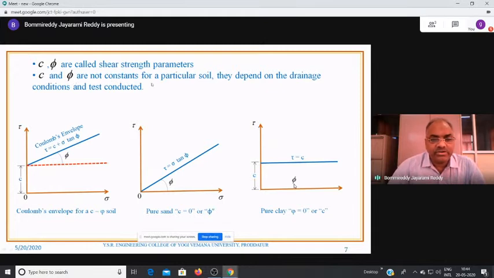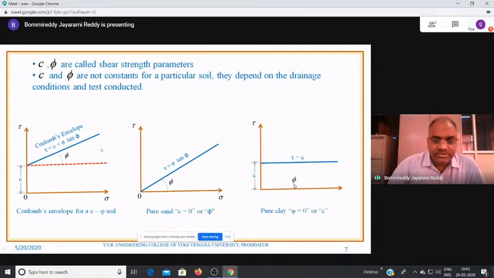C and phi are not constant for a given soil. If the soil is given, the size of the particles and other parameters may be the same, but C and phi are not constant. They depend on the drainage conditions and also the type of test conducted. Drainage conditions means whether water is permitted through the soil for consolidation or not, and similarly the type of test means what type of forces are acting on the soil.